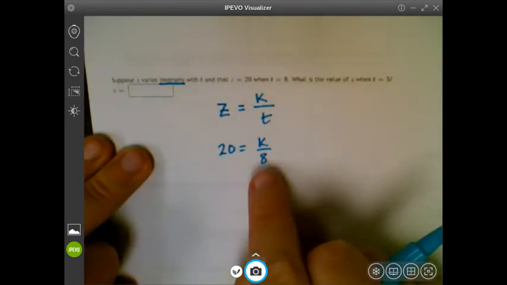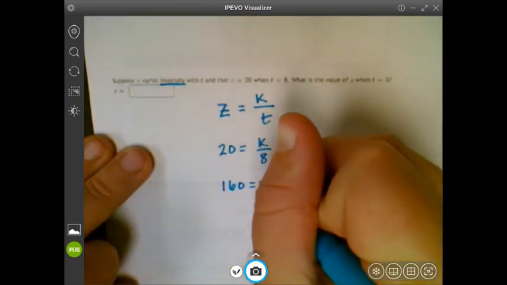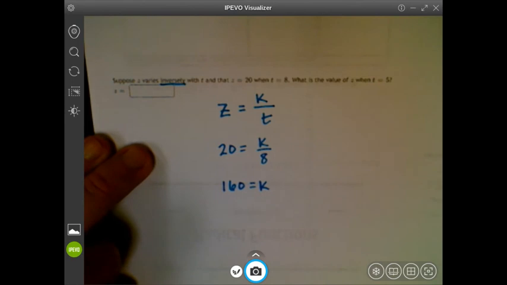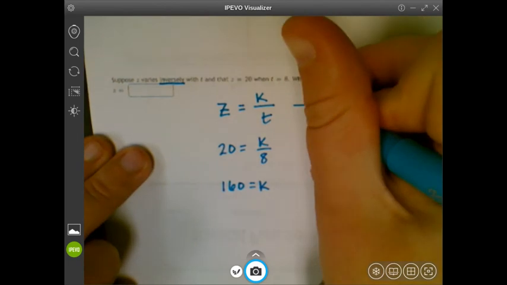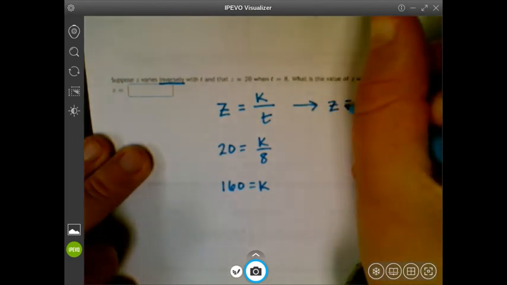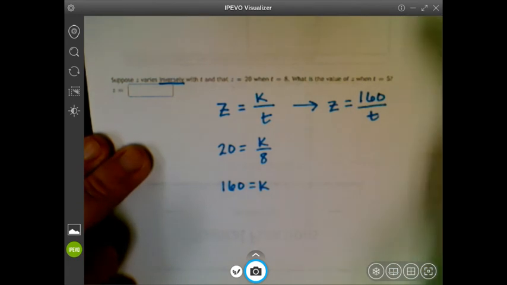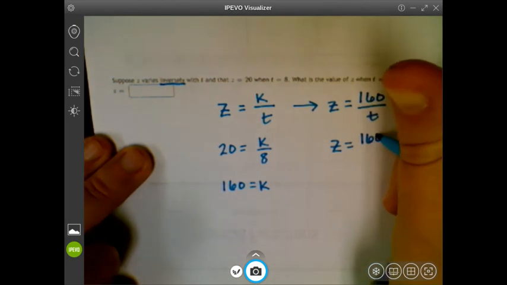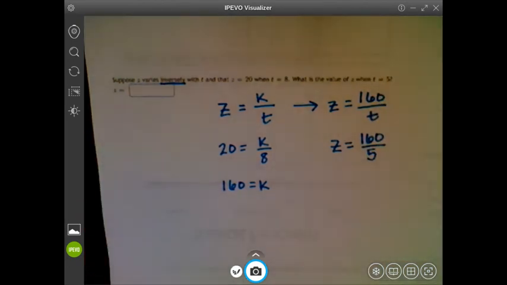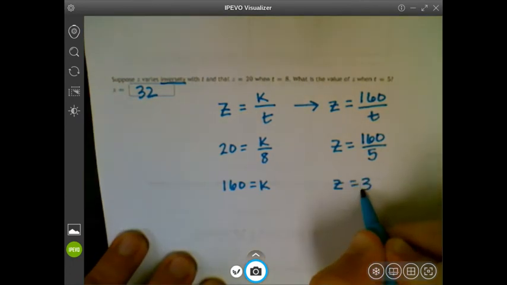So how do you do this? Well, you can just multiply by 8. So k is 160. It says, what is the value of z when t is 5? So what that means is you can now take this equation. Z is going to be equal to 160 over the t value. And so it says, what does z equal when t is 5? So it'd be 160 divided by 5. And 160 divided by 5 is 32. So z is equal to 32.